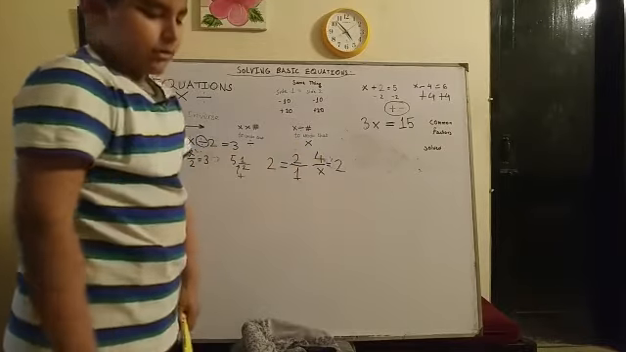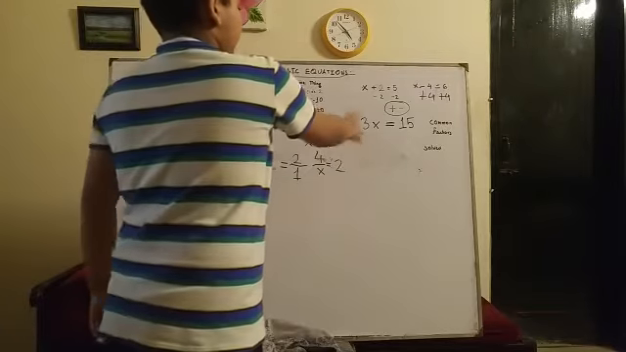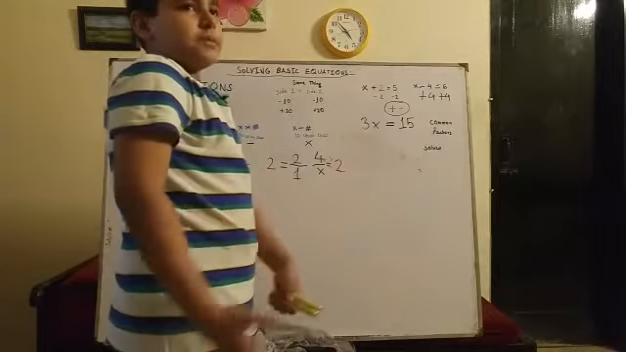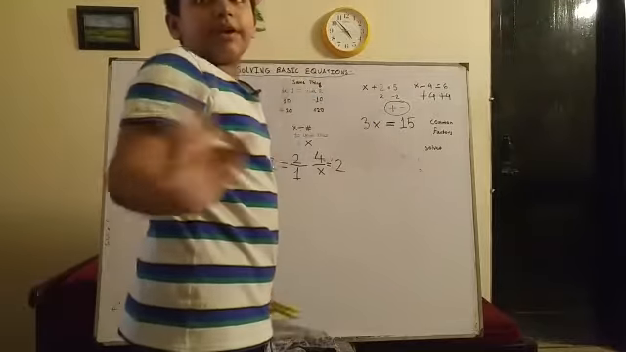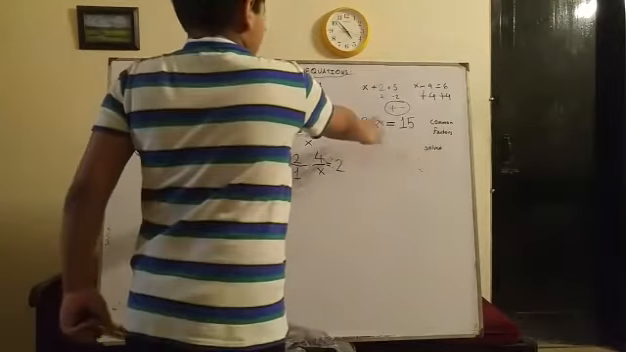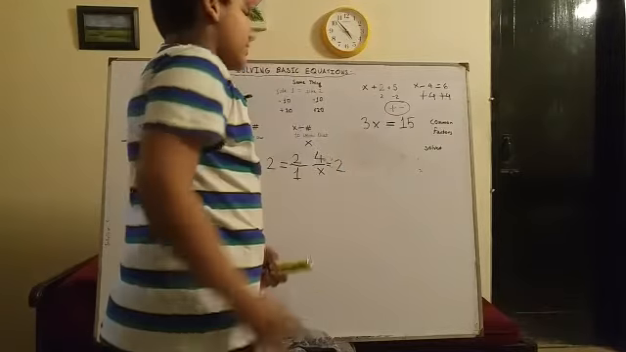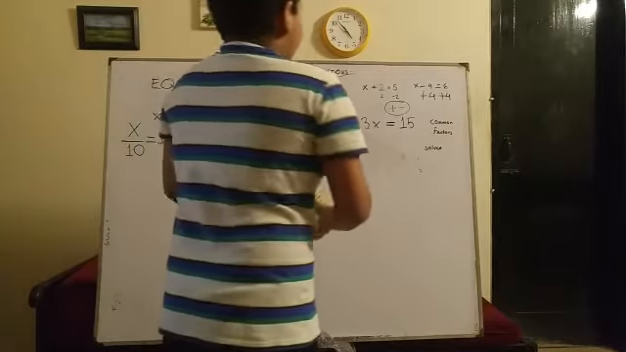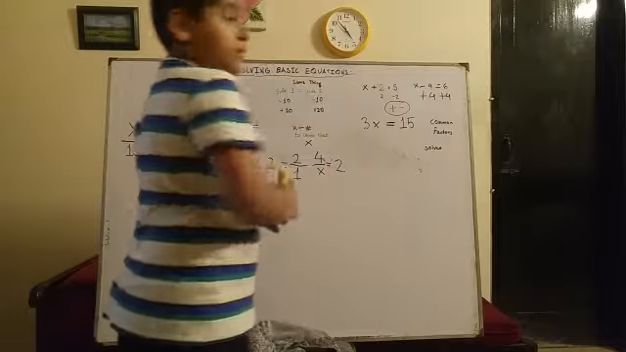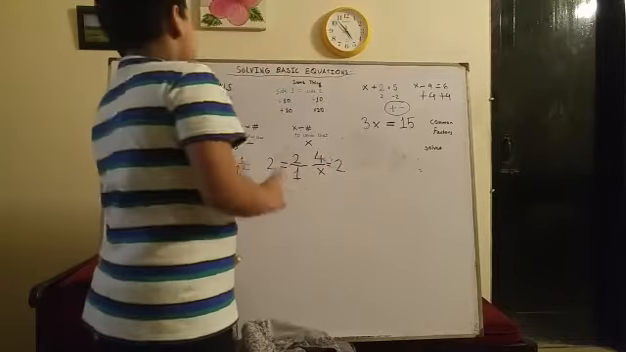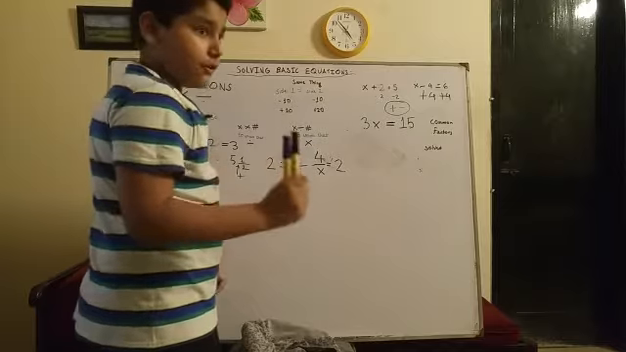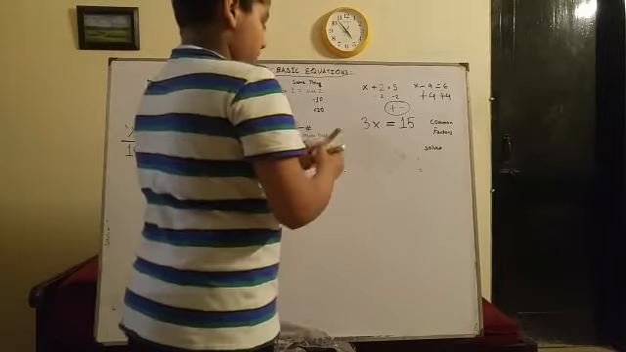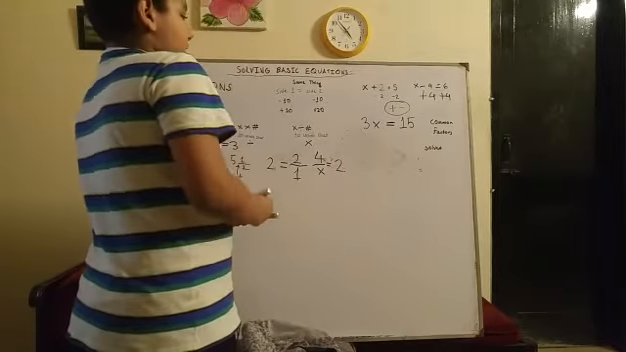Let's start with a basic equation. 3x equals 15. Now you might be thinking, Uzair, I don't see any operators here. Remember what I told you in the last algebra video, that multiplication is the default operation, so you don't need to write it here. So let's get solving.